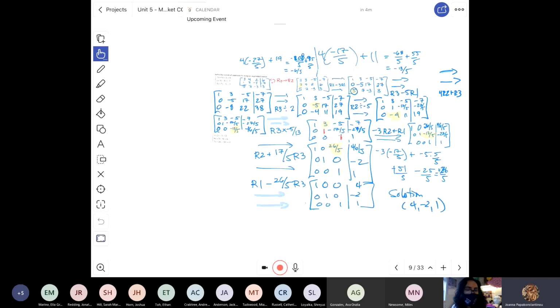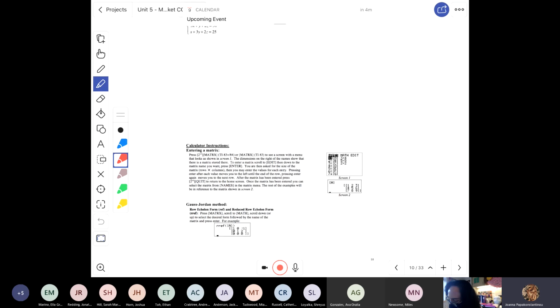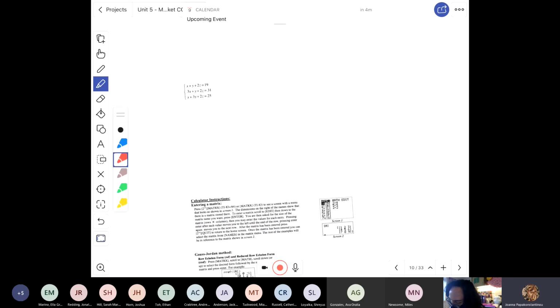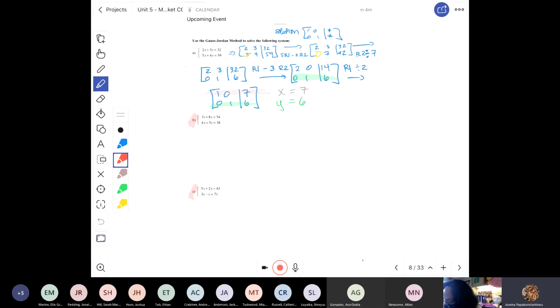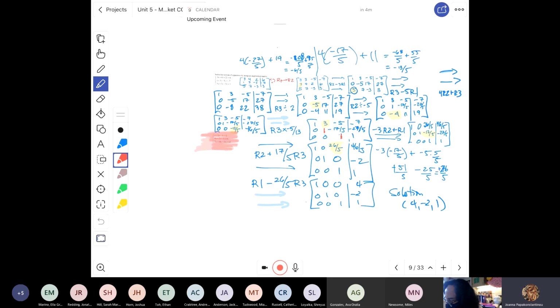All right, so what I want you to do is work this system and classify these. So this system would be consistent independent. It has a solution, correct? Then I want you to do this one. The calculator instructions are down here. We'll go over them tomorrow or Wednesday. And I want you to do these, okay? So B, C, and this.